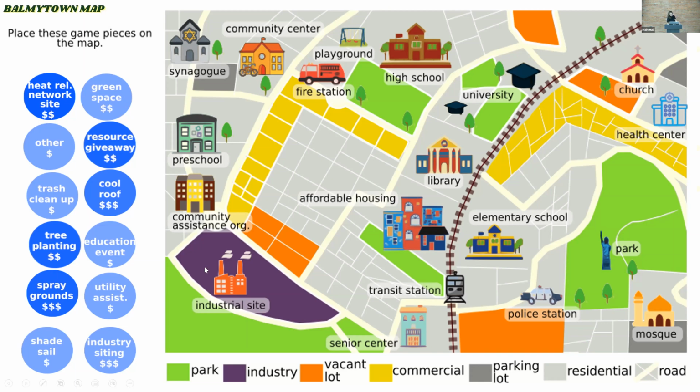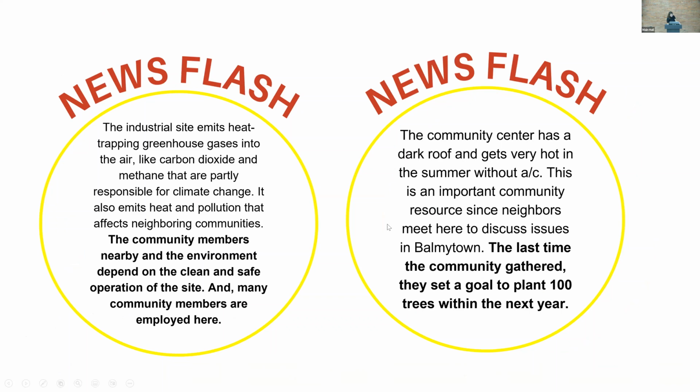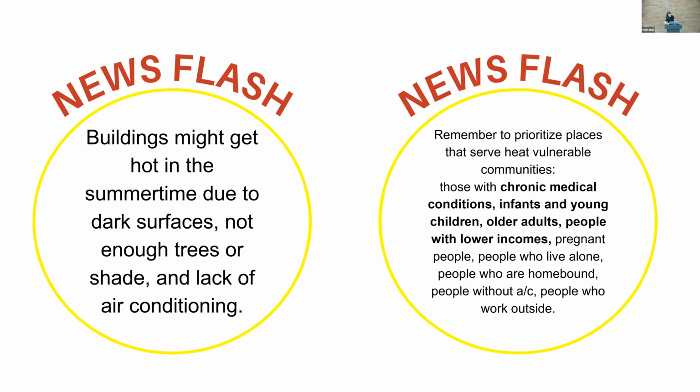Another example might be this. The community center has a dark roof. It gets really hot in the summer. It's an important resource. This is where neighbors meet to discuss things. The last time they gathered, they set a goal to plant 100 trees within the next year. So while you're responding to one emergency, you have to keep in mind the goal that the community set, that they're asking you to finish. So that was great, Leslie. You thought ahead. Anyone else?